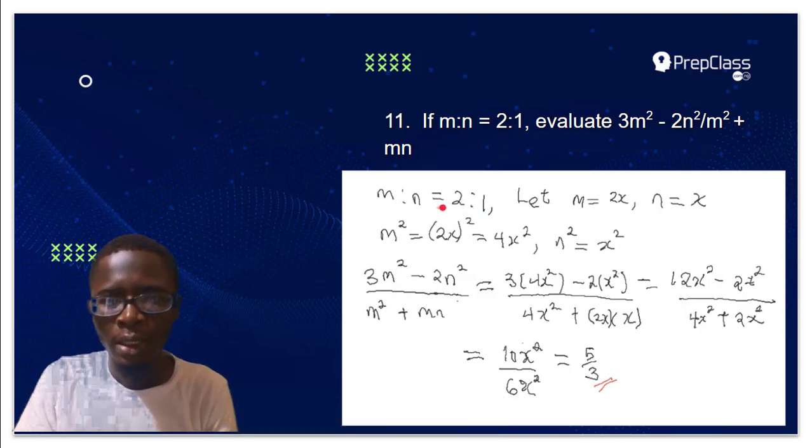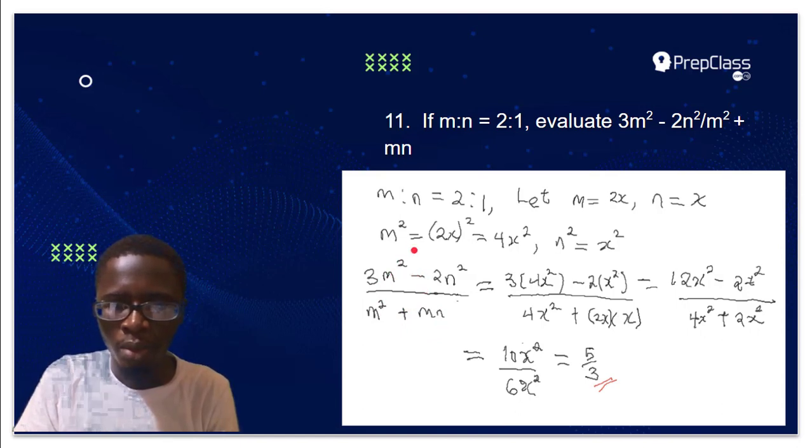Now, m is to n is the same thing as 2 is to 1. So we now say let m be equal to 2x, so that our n is the same thing as x. Because for whatever the value of n is, then m is twice of such. Now, m squared here is the same thing as 2x squared, which is the same thing as 4x squared. And the value of our n here, when we square both sides, you see the n squared is going to give us x squared. So now we just need to come to this particular expression to substitute into it and see what we can have as our answer.